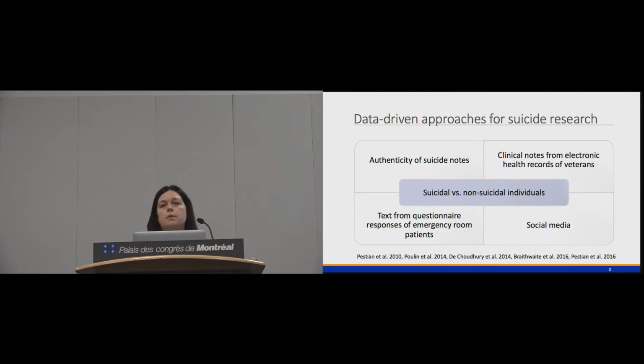There have been a number of data-driven approaches to suicide research, and these approaches have primarily focused on identifying suicidal individuals versus non-suicidal controls, and used a variety of data sources. For example, they've used suicide notes, physician notes that are contained in electronic health records, responses to emergency room questionnaires, and a variety of social media platforms.